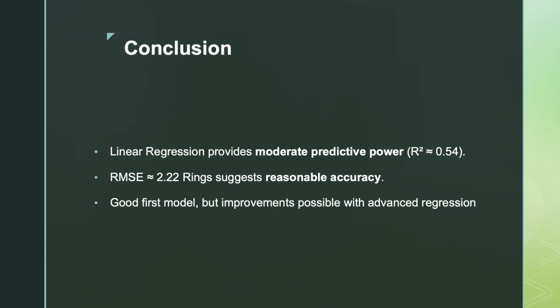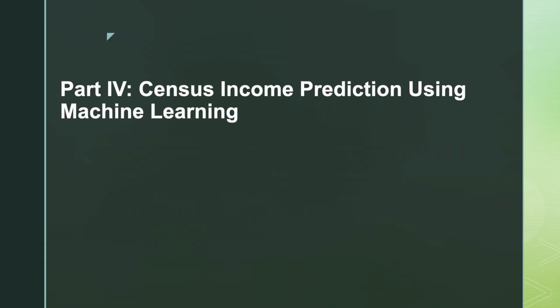So this was about the third part of the project, which involved using a linear regression model to predict the age of abalones. Hypothetical data provided appropriate results, which showed that this model was good for this dataset, although improvements might be possible with advanced regression. Now, moving on to the fourth part of the project. This involves a classification task using census data.